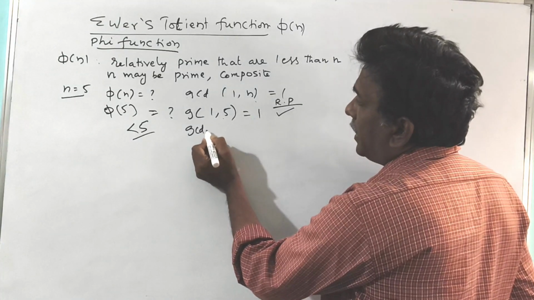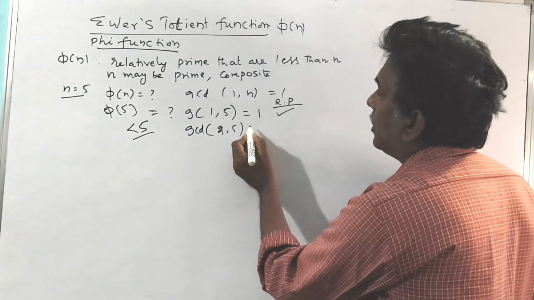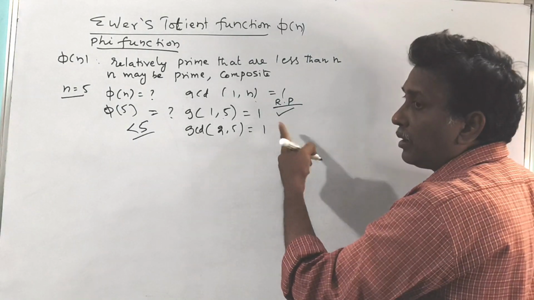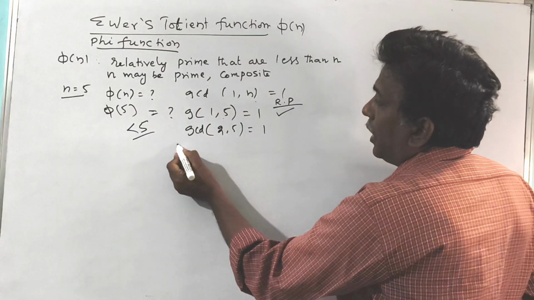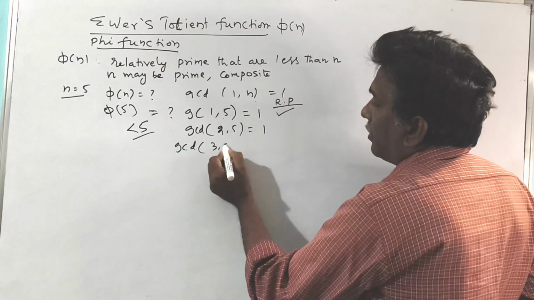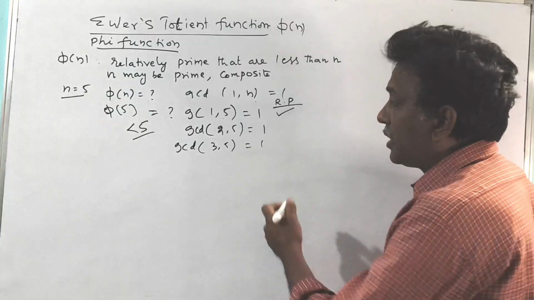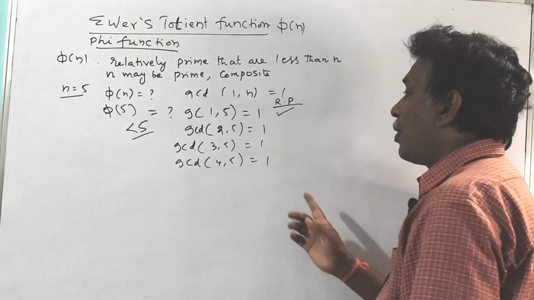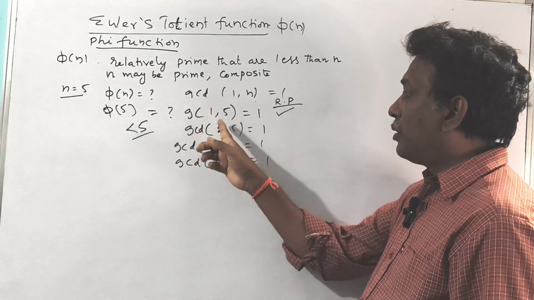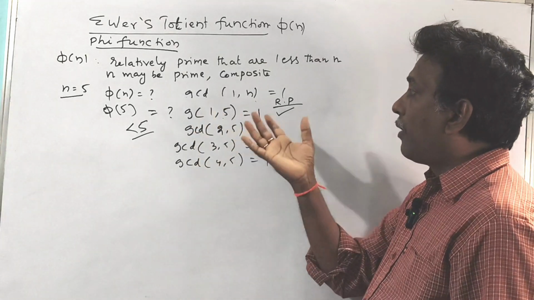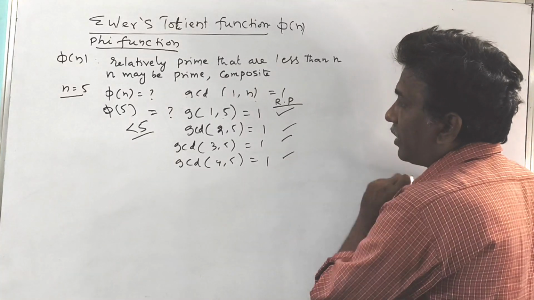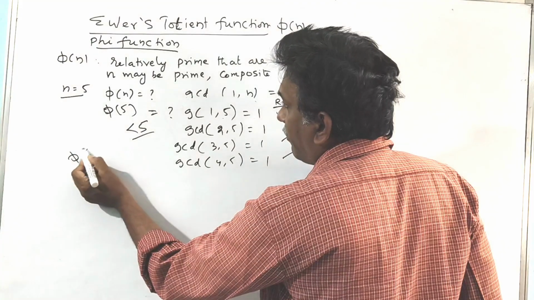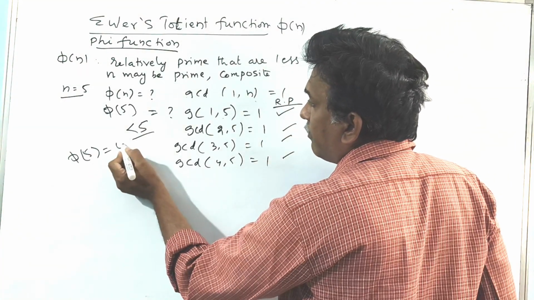Next, GCD of 2 comma 5. Here also the common factor is only 1. GCD of 3 comma 5 has only one common factor, that is 1. GCD of 4 comma 5 is also 1. So below 5, the numbers 1, 2, 3, 4 are all relatively prime to 5. From this you can understand that phi of 5 equals 4.